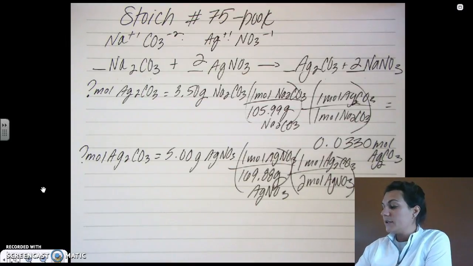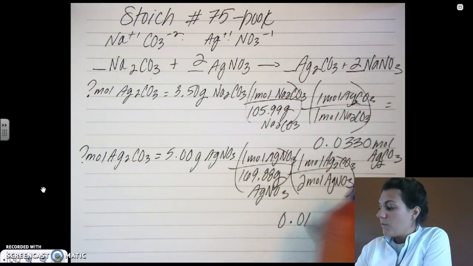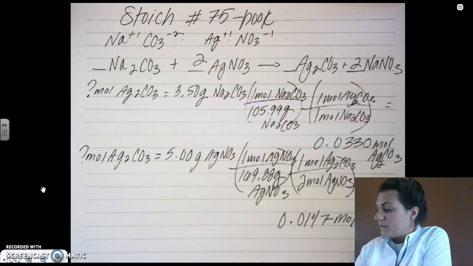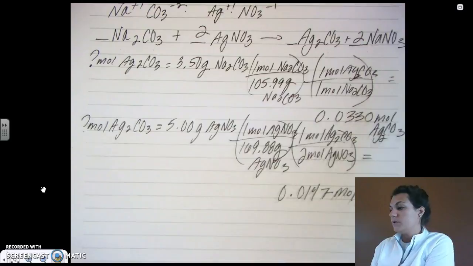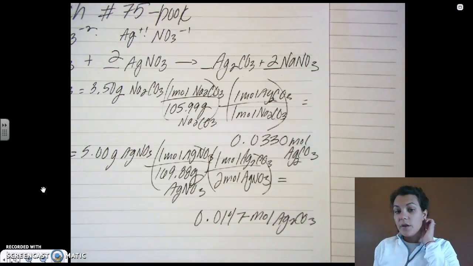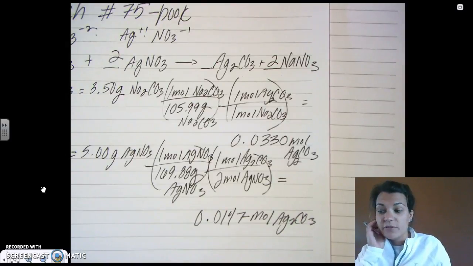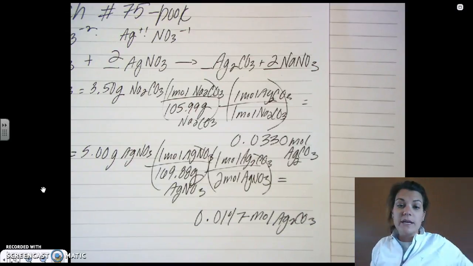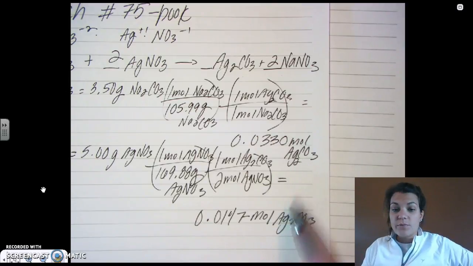Now if I was to calculate that through, carrying 3 sig figs, I should get 0.0147 moles of silver carbonate. Sorry, let me rip this off so you can see it. Of silver carbonate. Okay? So based off of the 3.5 grams of sodium carbonate that I was given, it would give me 0.0330, which is more than what the silver nitrate gives me.